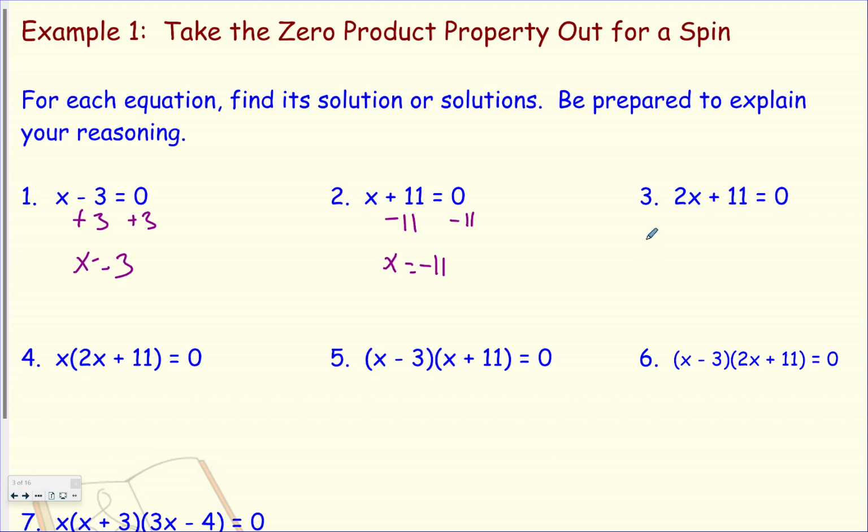Same thing here, right? Now there's a 2 in front. Remember, we dealt with this in class by thinking opposite operations. We subtract 11 from both sides. I get 2x equals negative 11. Divide by 2, and I get x equals negative 11 over 2. Can I turn that into a decimal? It's negative 5.5. I can, but fractions aren't all that bad this unit, and having a fraction has some benefit.